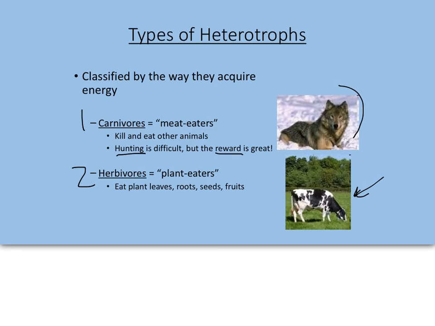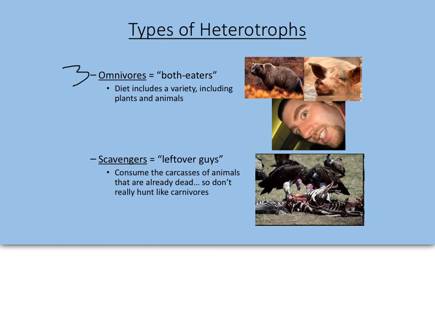Third group, look out, creepy Mr. Burton picture here. Third group are the omnivores, and I call these guys both eaters. Omnivores include a variety of plant and animal matter in what they eat, and we really depend upon having both plant and animal nutrients in our diet.